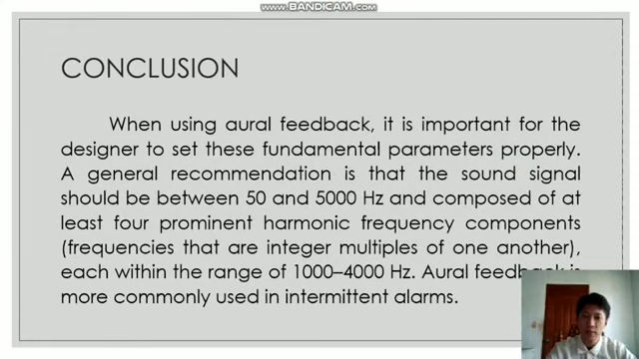A general recommendation is that a sound signal should be between 50 and 5,000 Hz and composed of at least 4 prominent harmonic frequencies, like frequencies that are integer multiples of one another, each within a range of 1,000 to 4,000 Hz. Oral feedback is more commonly used in intermittent alarms. An example of this is the fire alarm.